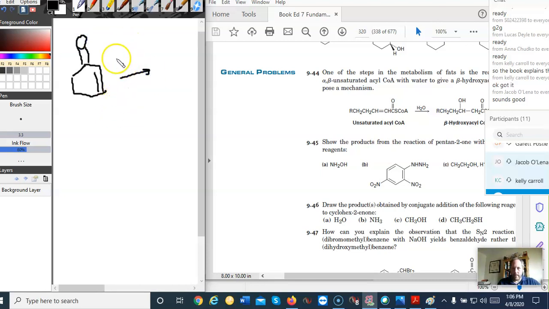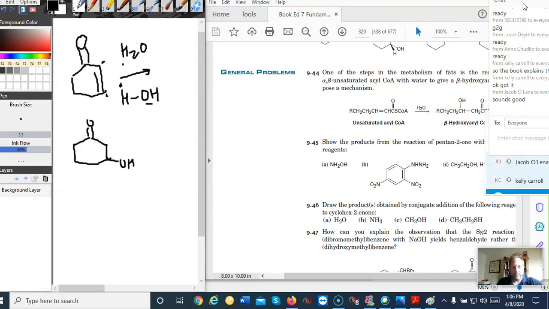Basically, again, how you look at this is a hydrogen. I kind of like to write the nucleophile like this. So this hydrogen will go to this carbon here, and this oxygen will go to that carbon there. So the product will be that. Simple enough. That's basically how you do it for all of them.